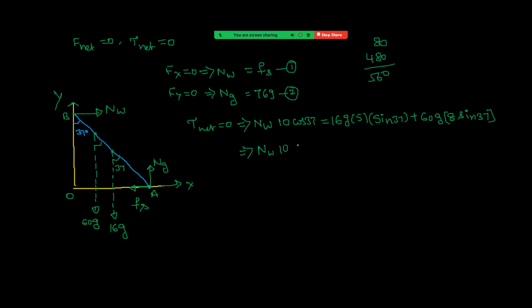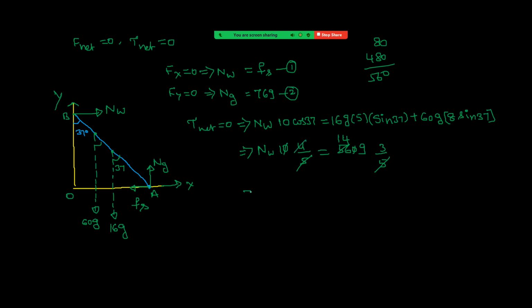N_W into 10 cos 37, 4 by 5, that is equal to 560G. Remaining, what else is left? Sine 37, and here also sine 37, right? That is 3 by 5. 5 gets cancelled, 10 gets cancelled. 4 into 56, it is 14 times, right?